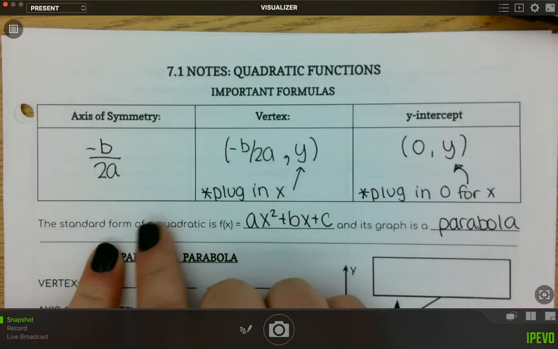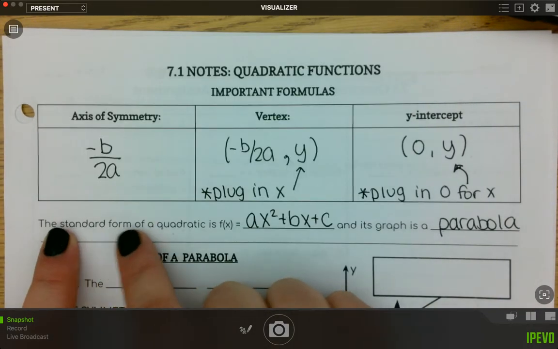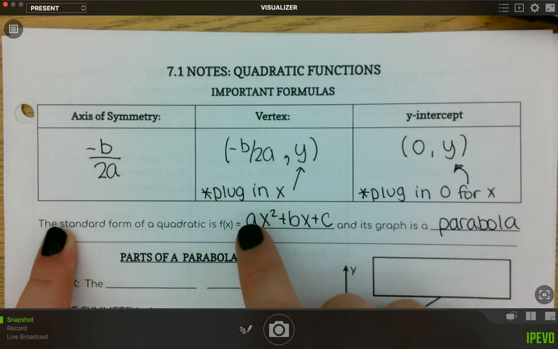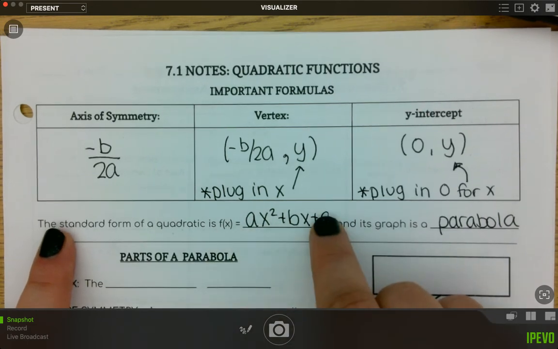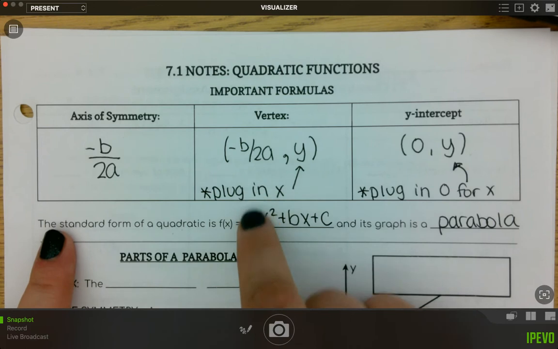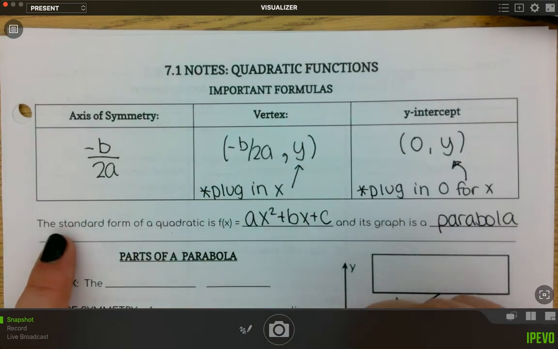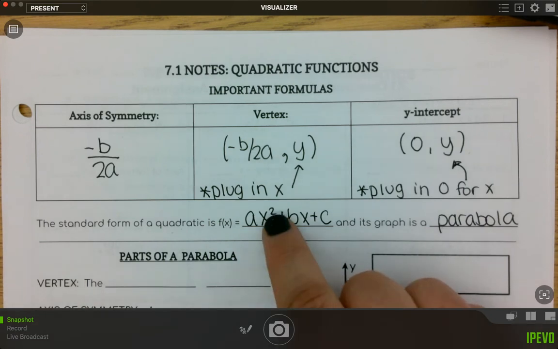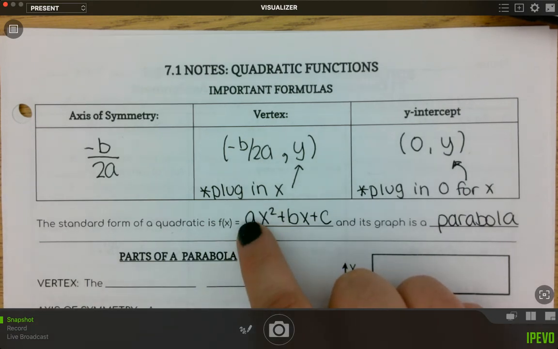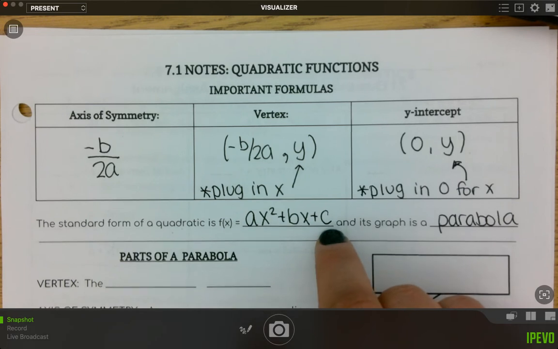So basically what's going on is you have the standard form of a quadratic, and it goes A, B, C. That's pretty much the important part. A is the first number, B is the middle number, and C is the last one. This does not include the x's or the exponent. It's just the numbers in front or the number at the end, okay?